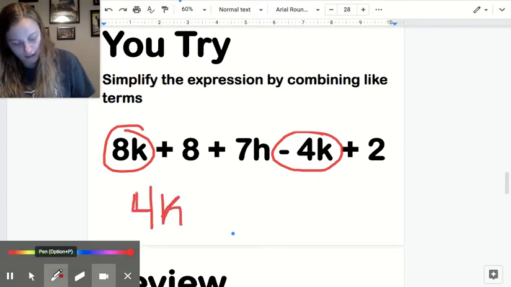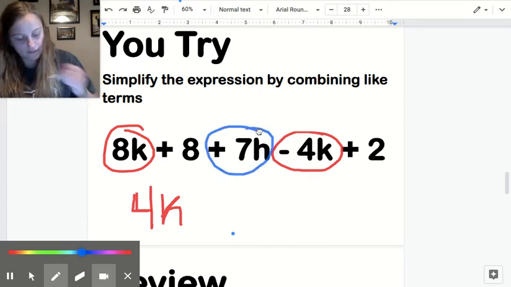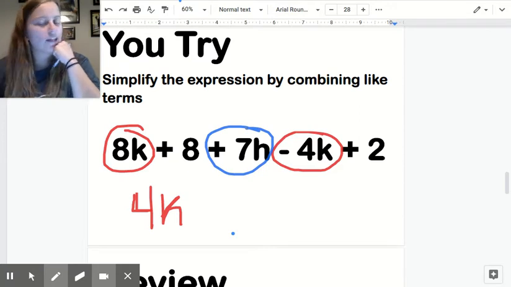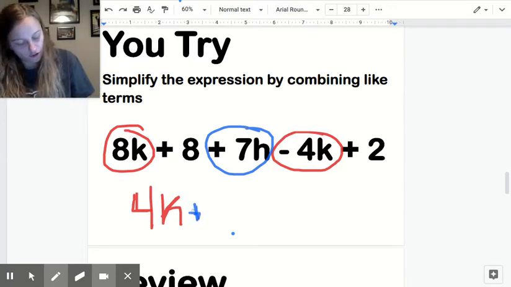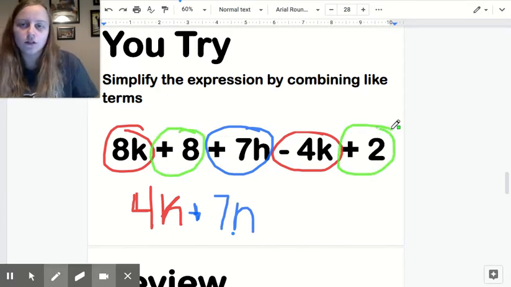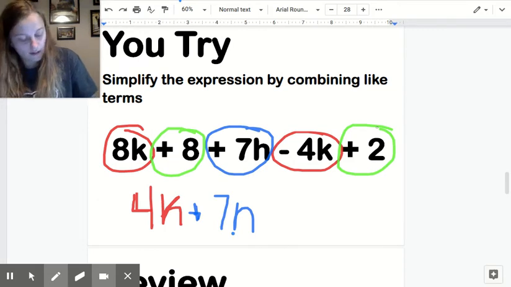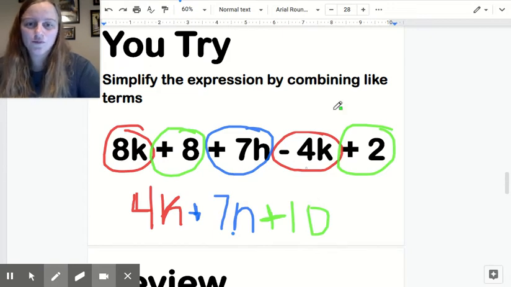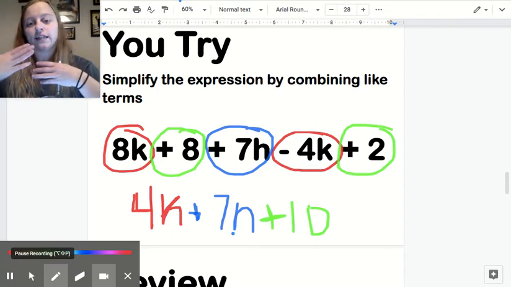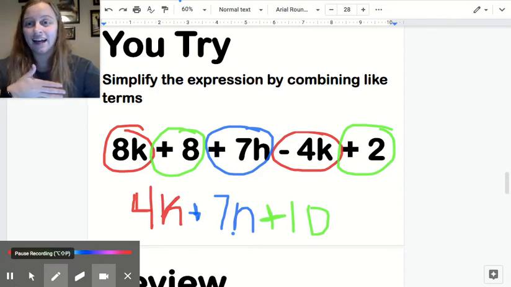Now I'm going to move on to my h. I have a positive 7h or a plus 7h. I don't see any other h's, so plus 7h is just going to stay exactly the way it is. And then I've got a positive 8 and a positive 2. That creates a positive 10 or a plus 10. 4k plus 7h plus 10. That's as simple as you could get. You can't combine any more because k and h are different variables and 10 doesn't have a variable on it at all.